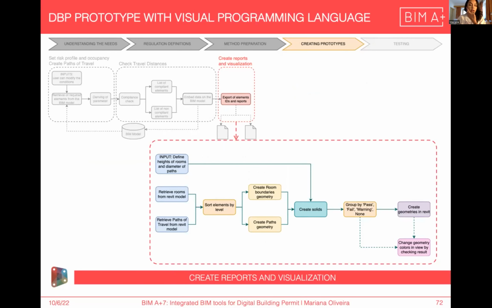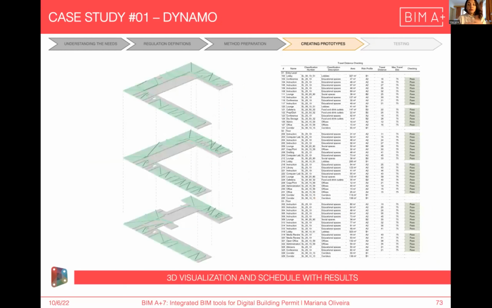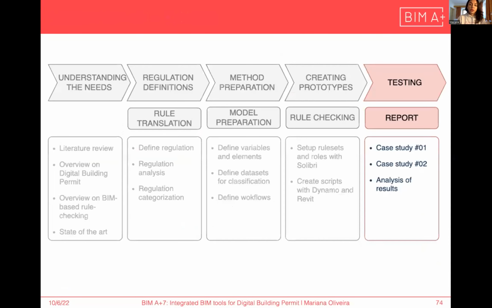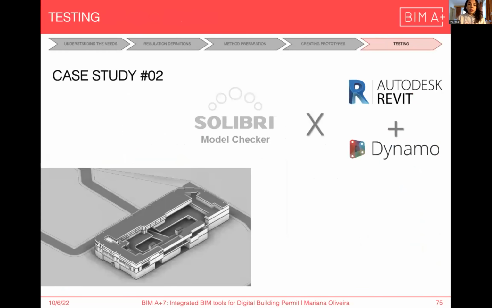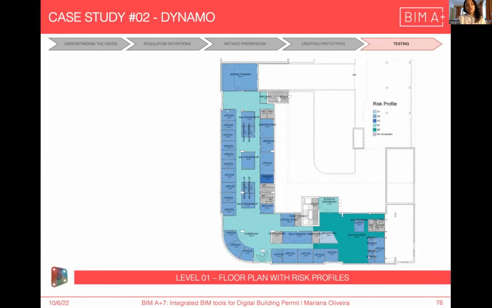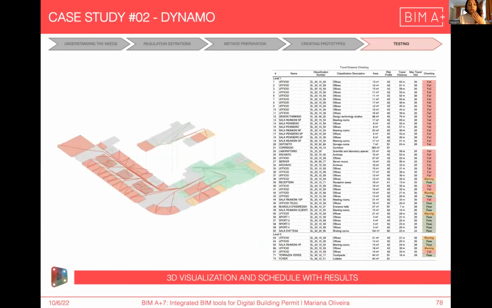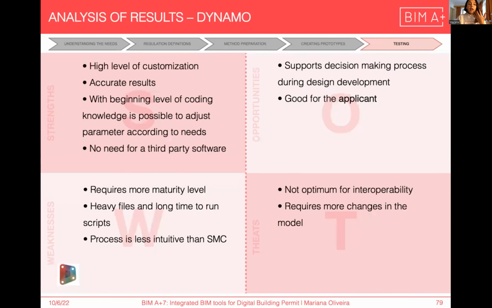And then the last one was reporting. How do we report there? Creating schedules in the software, and also exporting the schedules to Excel. And we also ran the same tests on the case study. So these are some of the results that we have from the case study, and also the same analysis on Revit and Dynamo.